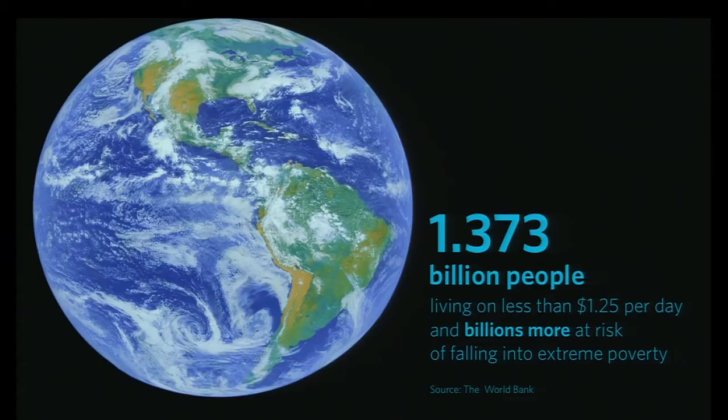And to give you a sense of the scope of the problem, right now there are over 1 billion people in extreme poverty in the world. And according to our definition, we're not just focused on those already in poverty, we're also focusing on those at risk of falling into poverty. So we're actually talking about billions of people.